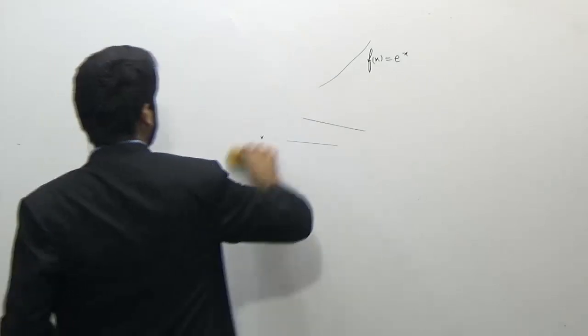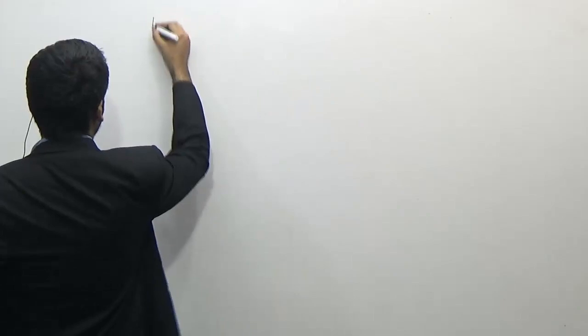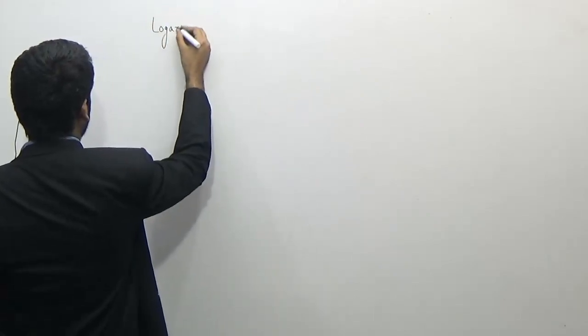Now you must have already studied what a logarithm is and what the basic properties of a logarithm are. So we will not need any basic properties, but you must know the basic definition of logarithm and the base changing formula for what I'm going to teach now. So write down: logarithmic function.